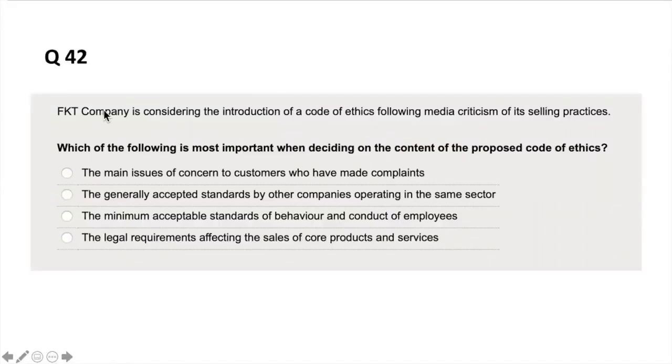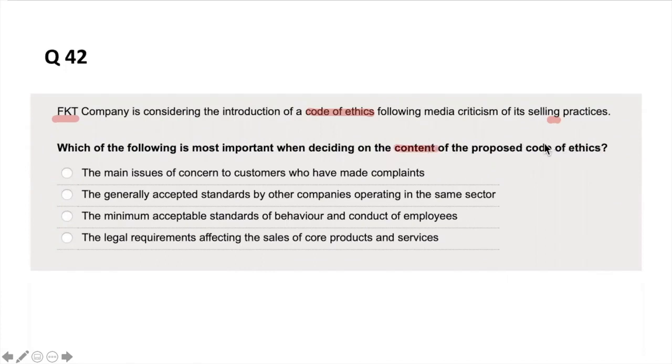Question number 42. FKT company is considering the introduction of a code of ethics following media criticism of its selling practices. Now, a code of ethics is very important for every organization, and this company, FKT, has had some criticism online because it wasn't selling in an ethical way, as it seems. Which of the following is most important when deciding on the content of the proposed code of ethics?